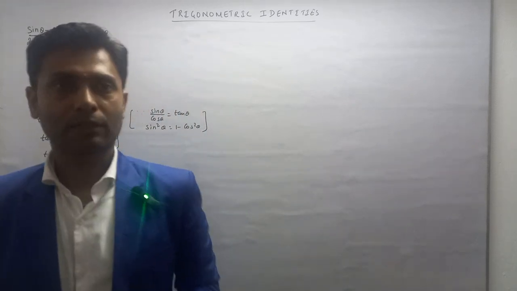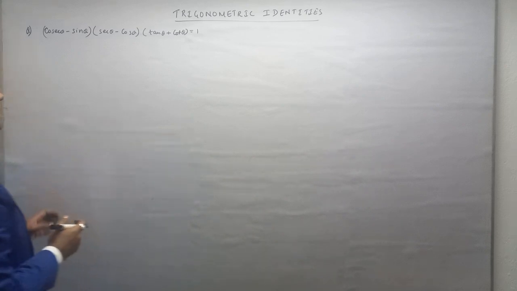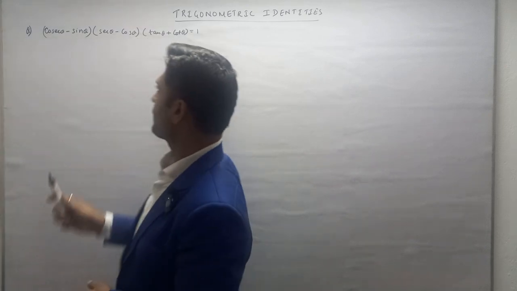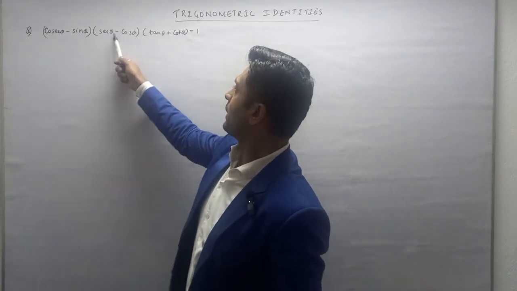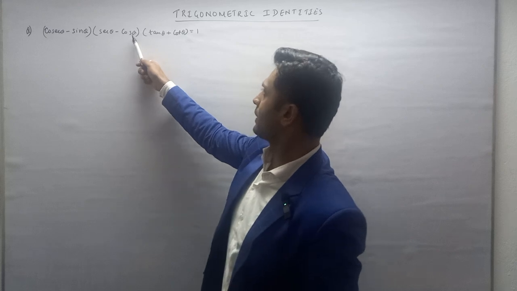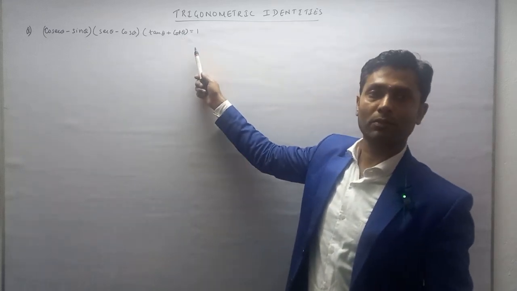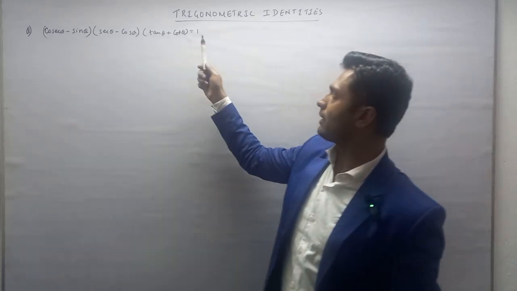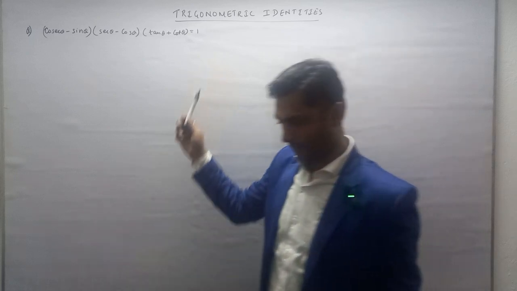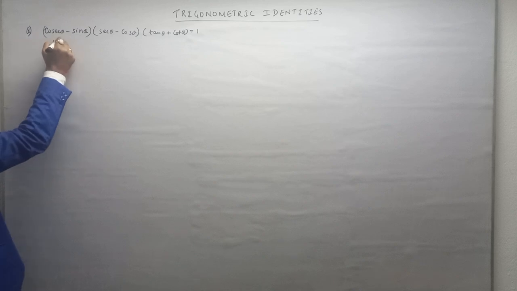Now we'll take up another question. Our next identity is (cosec theta minus sin theta) into (sec theta minus cot theta) into (tan theta plus cot theta) is equal to 1. We need to prove the left hand side is equal to 1. So we'll write the left hand side here.